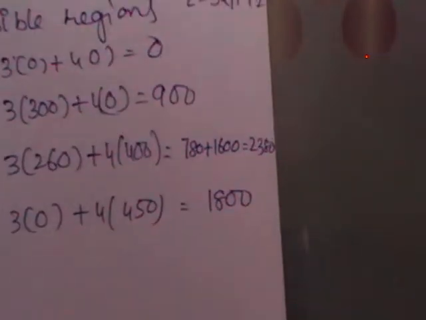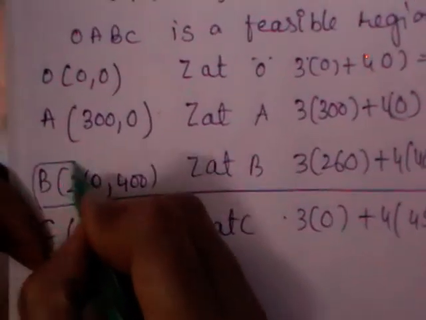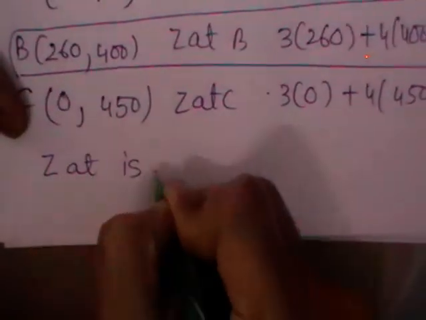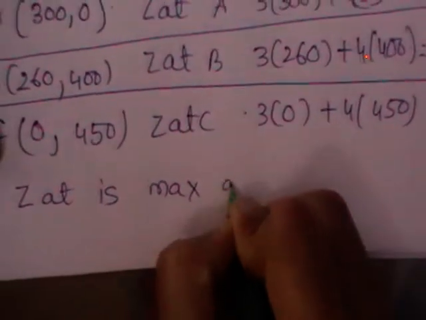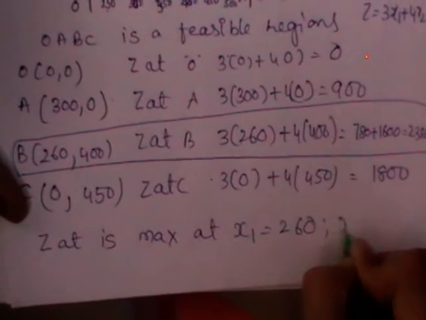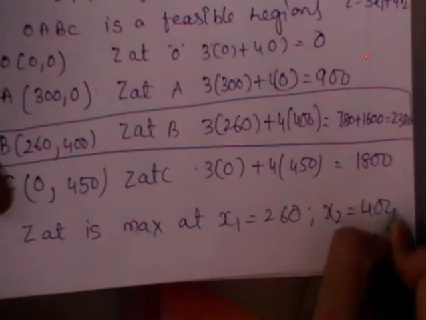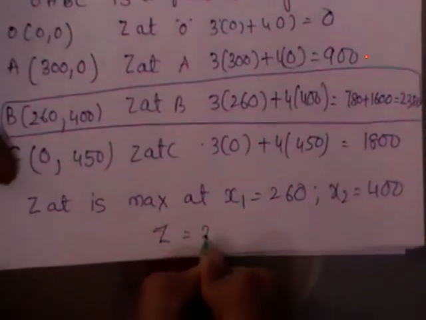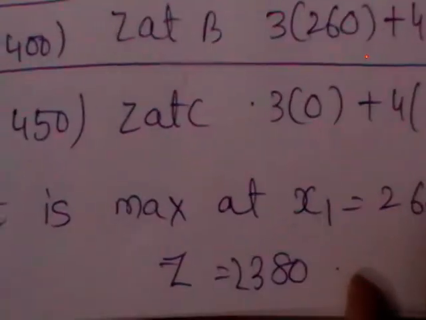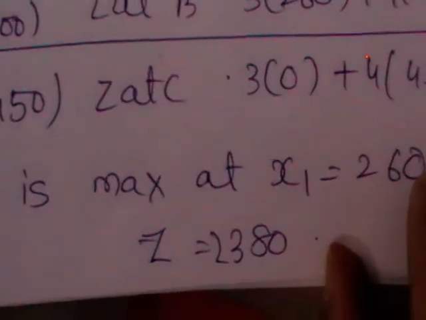As the objective function is of maximization type, from all these available values, you should consider the value which is maximum. So we observe that Z is maximum at x1 equal to 260 and x2 equal to 400, with Z equal to 2380. This is the case when all are of less than or equal to type. Okay, thank you.